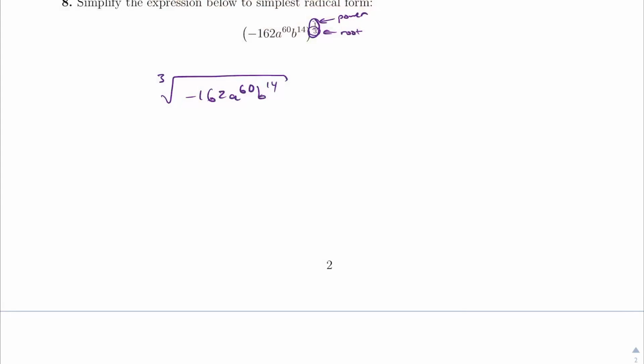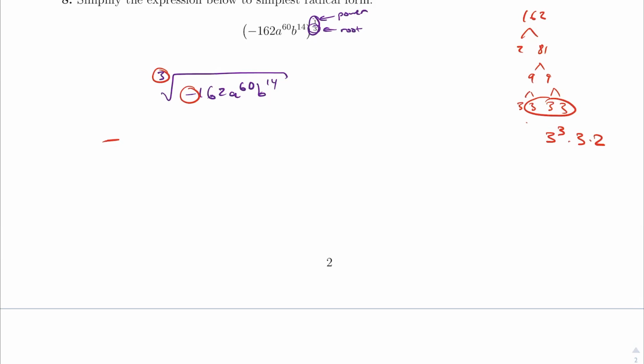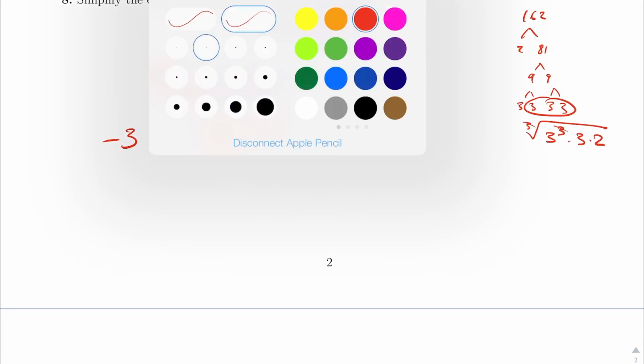So the last steps here are to put it all together and actually solve it. So negative means that the final answer will be negative because it's a cube root. 162 we need to break down. So 2 and 81, 9 and 9, 3 and 3, 3 and 3. So do we have any perfect cubes here? Yeah, we've got 3 cubed and 3 and 2. So if we look at the cube root of that, cube root and cube is going to cancel there, giving us a 3 outside, but inside we'll still have that 6.